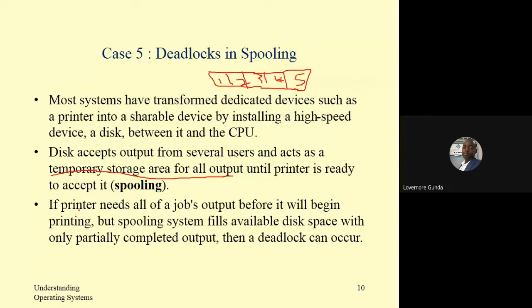All right. So what it means is, for interest's sake, let's say the printer wants to print one complete page, right? But then process number one has just sent half a page to be printed. Process number two sends half a page, and at the end they fill up this buffer, right? But then the condition on the printer is that it needs a complete record in order to start printing.